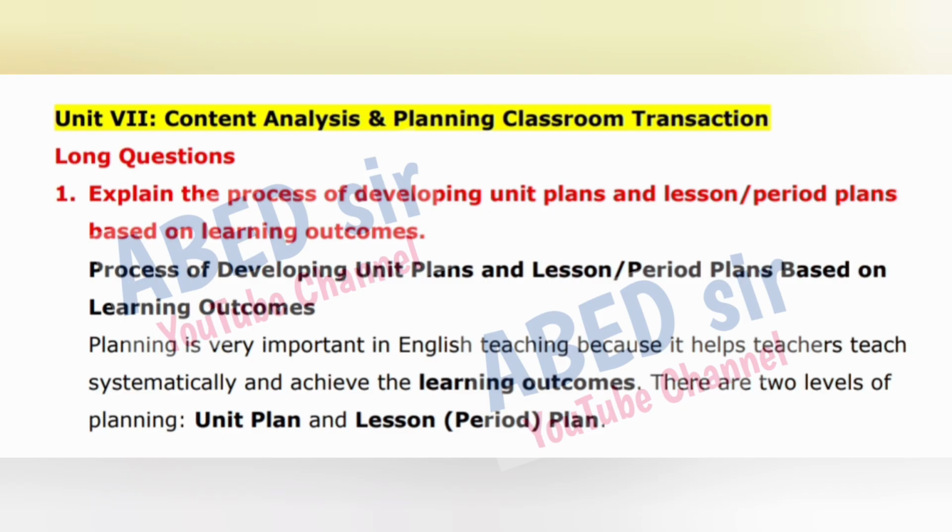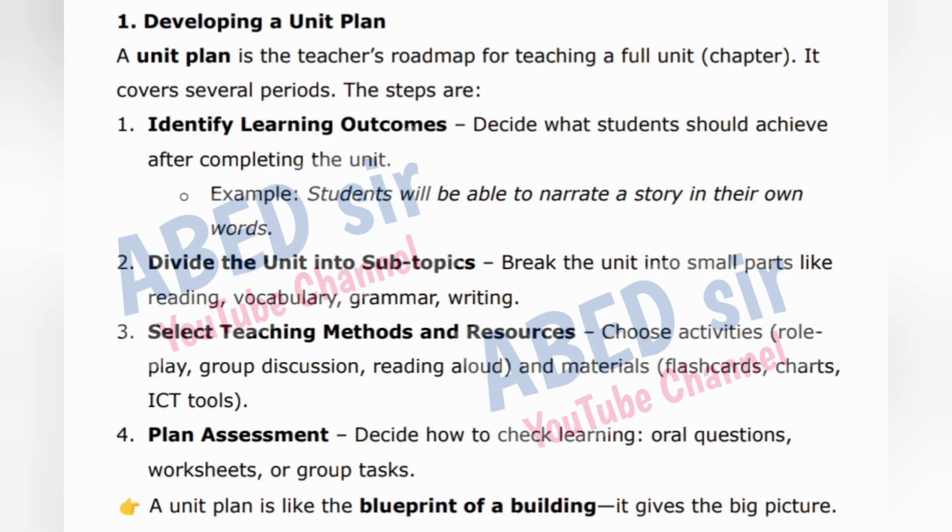There are two levels of planning: unit plan and lesson period plan. 1. Developing a unit plan. A unit plan is the teacher's roadmap for teaching a full unit, chapter. It covers several periods. The steps are: 1. Identify learning outcomes. Decide what students should achieve after completing the unit. Example, students will be able to narrate a story in their own words.